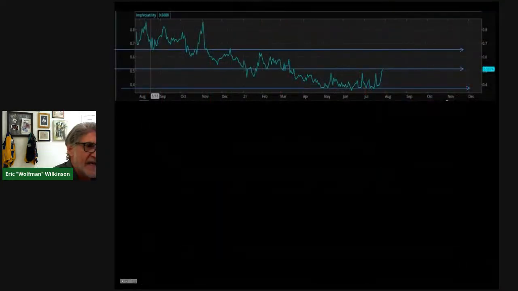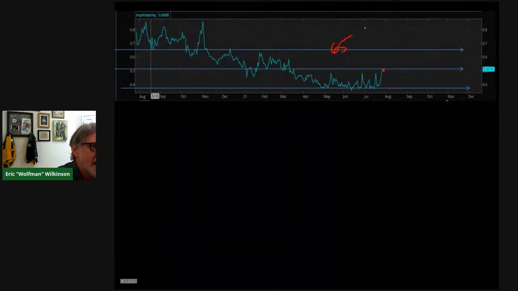So if you really want to dig into this one, you can see we're right there at around 50. We could say that this high is around 65. The low is right around 35. And then this is 50. And like I said, I usually say you buy when it's down here and you sell when it's up here.